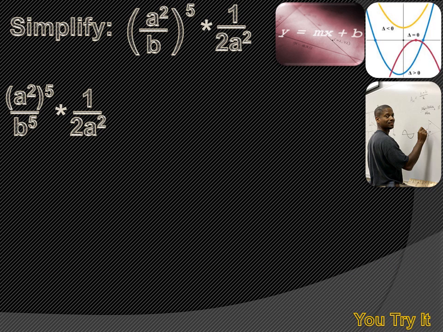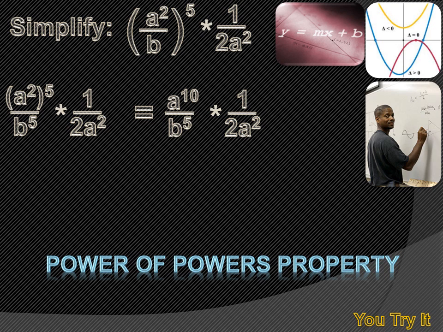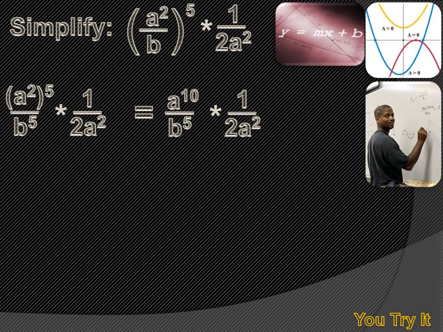Now what do I do? First, I'm going to look at PEMDAS, and I see that I've got some parentheses here, but there's nothing inside that I can simplify. Now I look at exponents, and I see that I've got a fifth here that this expression is being taken to. So I've got the power of a power property, and I can multiply those two powers and simplify that expression to read a to the tenth over b to the fifth times 1 over 2a squared. Again, that's the power of powers property.